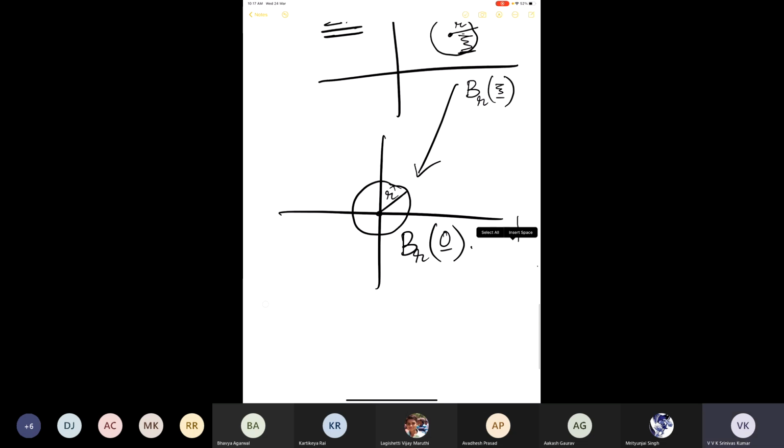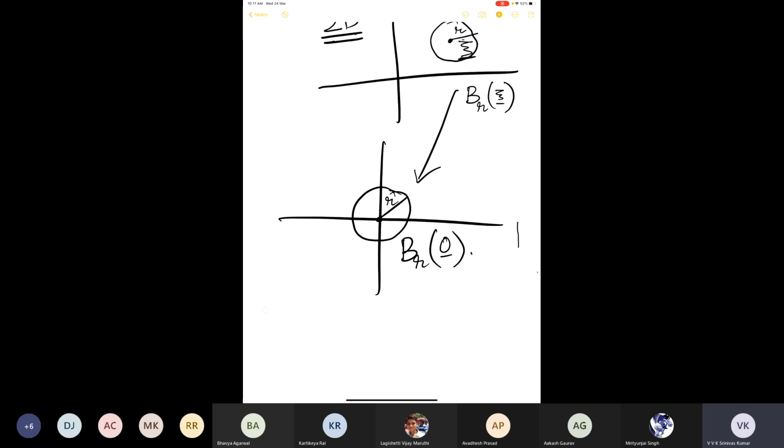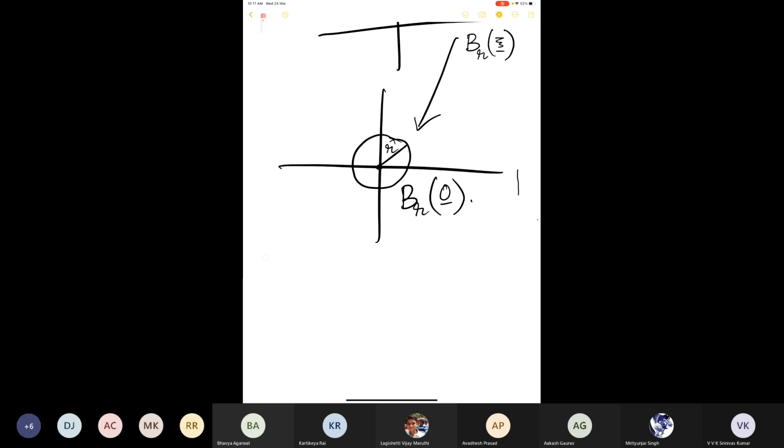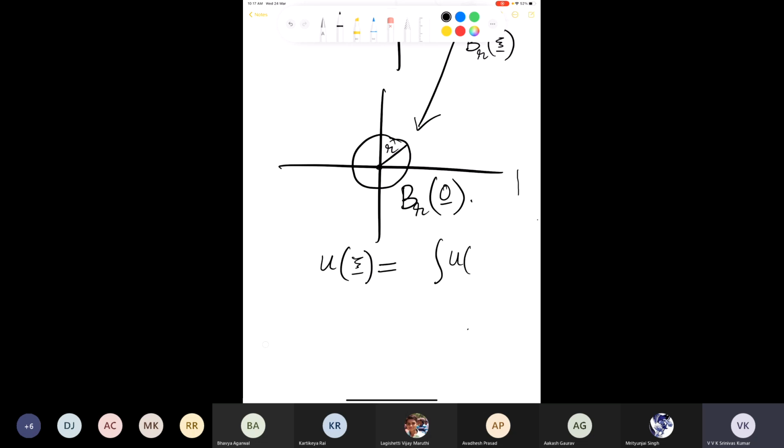What I am saying is, if we have a function u, the Gauss mean value theorem says u of xi is equal to the integral of u of x dx over the measure of the boundary of the ball. This is the average value on the boundary of the ball.